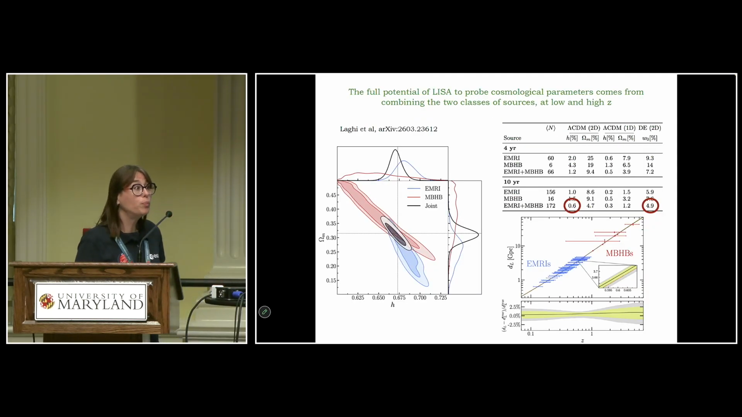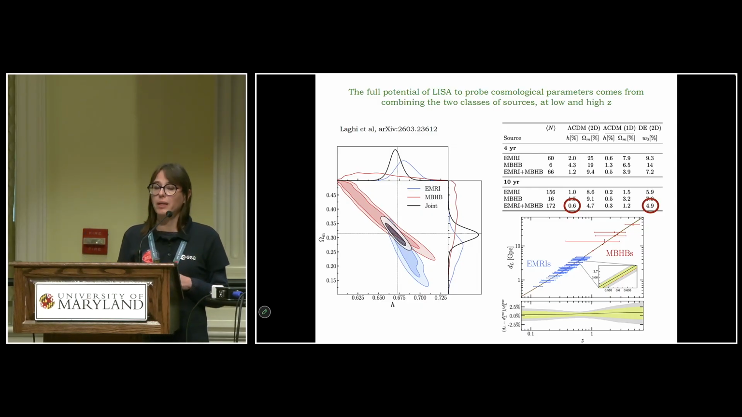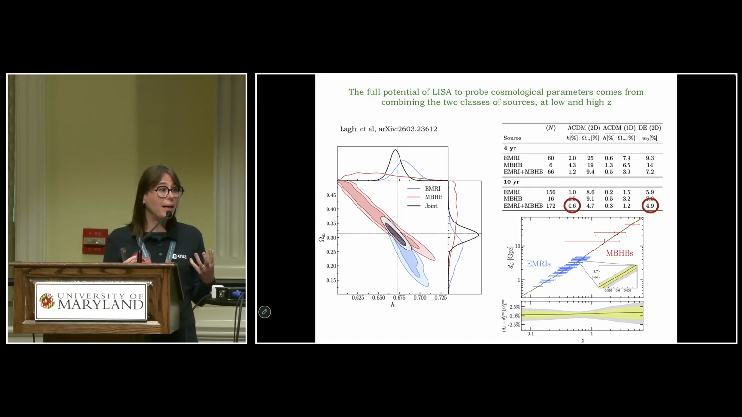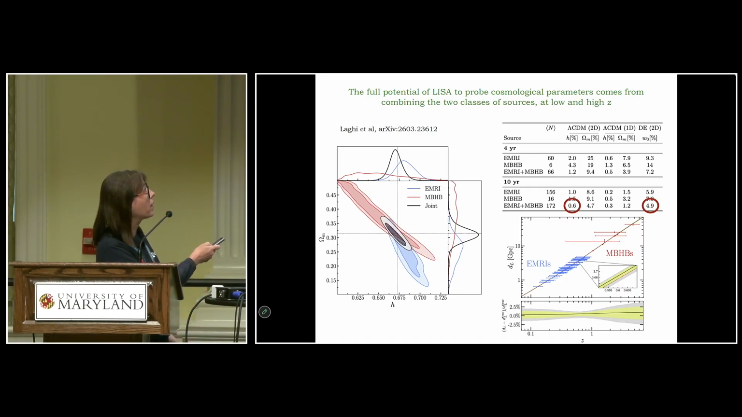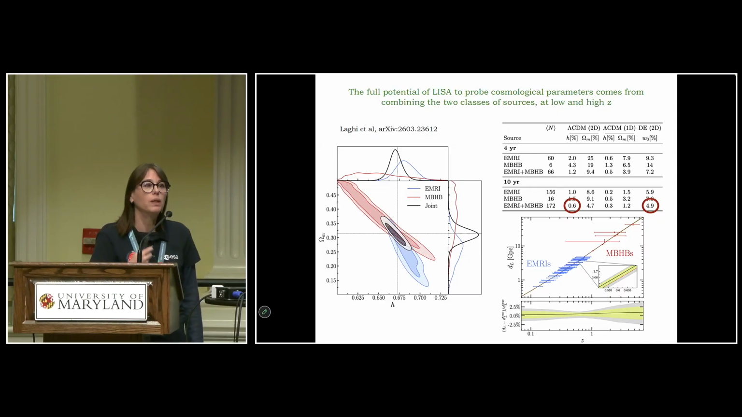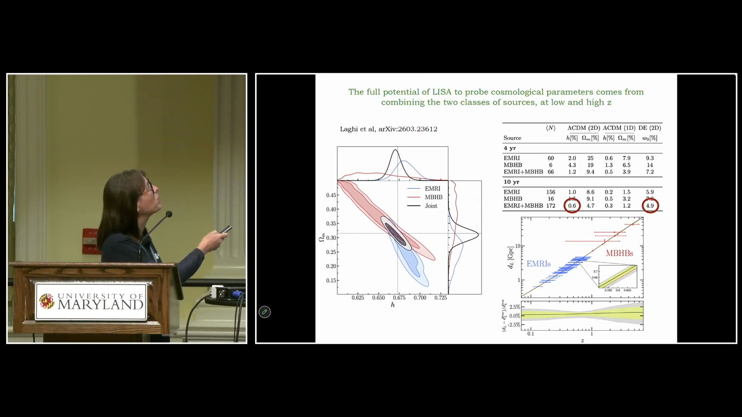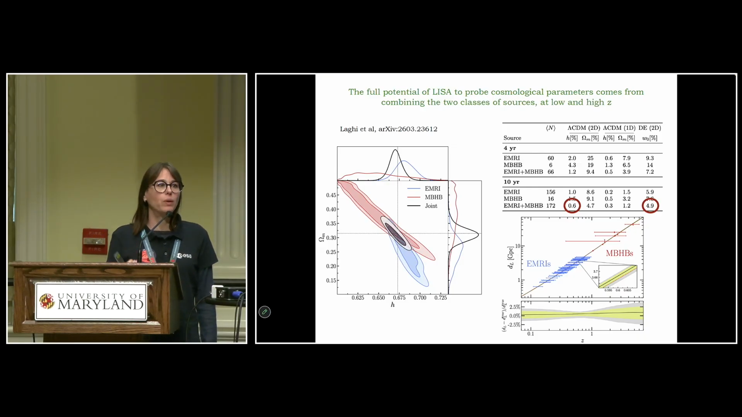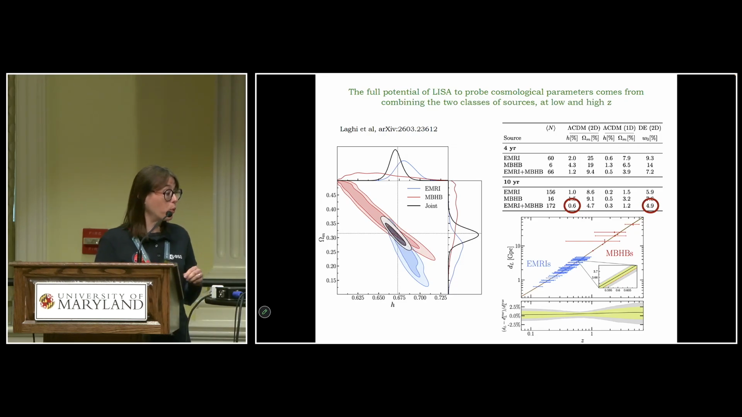But in reality, the full potential of LISA to probe the late-time acceleration of the universe will be exploited by combining these 2 populations, which, as we have seen, are nicely complementary in terms of redshift distribution. And here you see how combining these 2, the measurement on H and omega m from these 2 populations can actually reduce very much the degeneracy. And we might aim at a famous sub-percent measurement of the Hubble factor, which will allow us to dig into the problem of the inconsistency between the Hubble measurement from high redshift and low redshift probes.